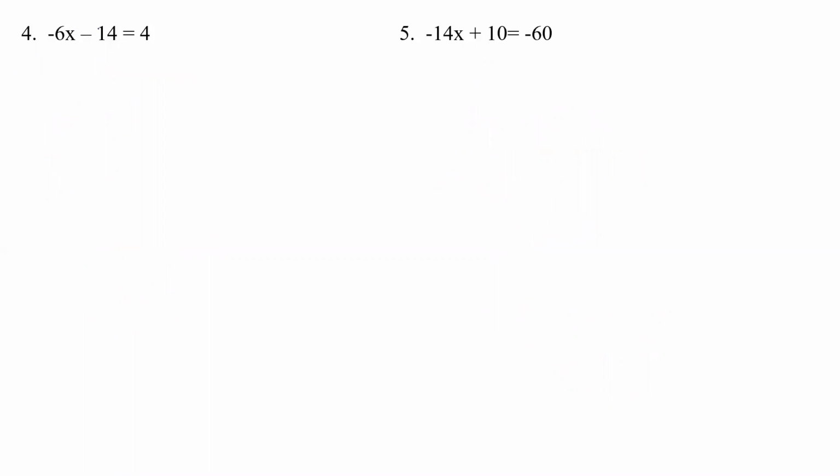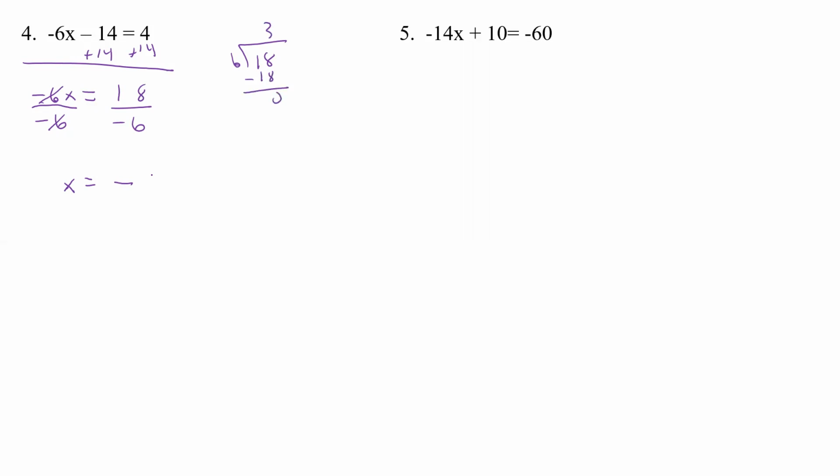All right, what do we do here? Well, here we have -6x minus 14 equals 4, so we have to get rid of that 14 first. So we have -6x equals 4 plus 14, so we have 18. Now here we're multiplying by -6, so the opposite of that is to divide by the -6. So we do that, and those cancel. We get x equals positive divided by negative is negative, and 6 goes into 18 three times, so it's -3 is our solution.